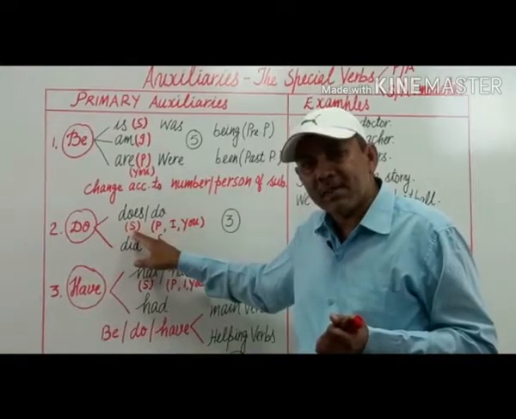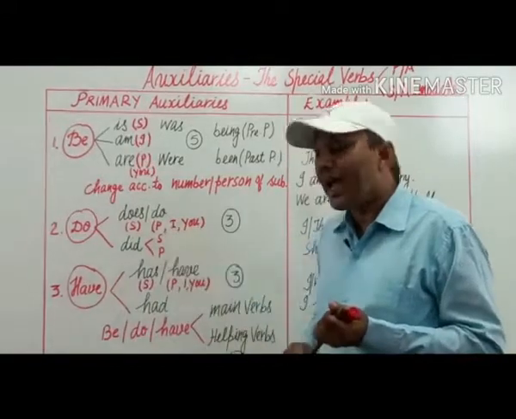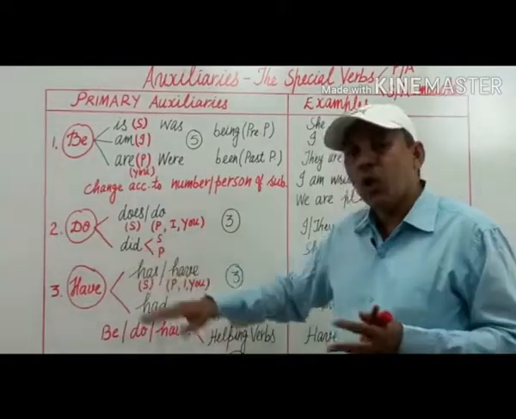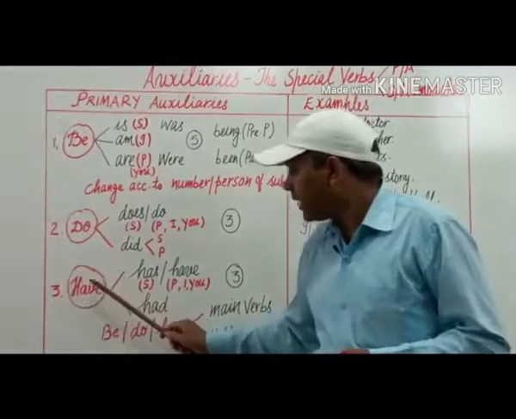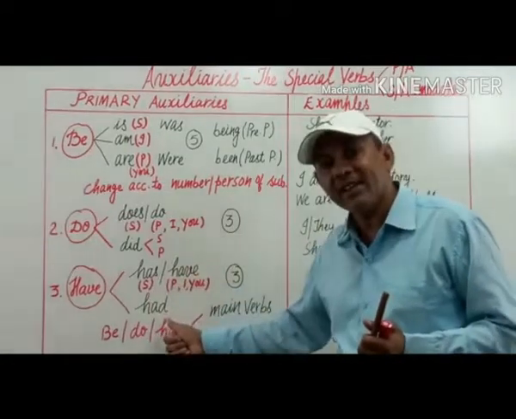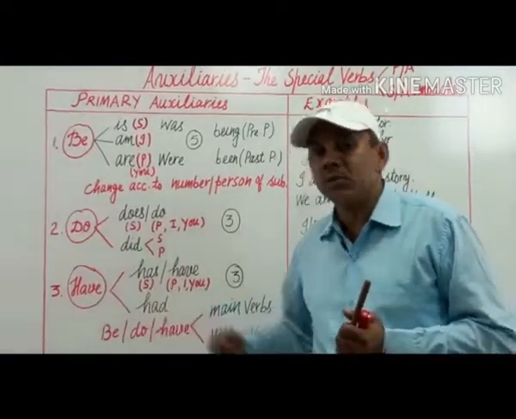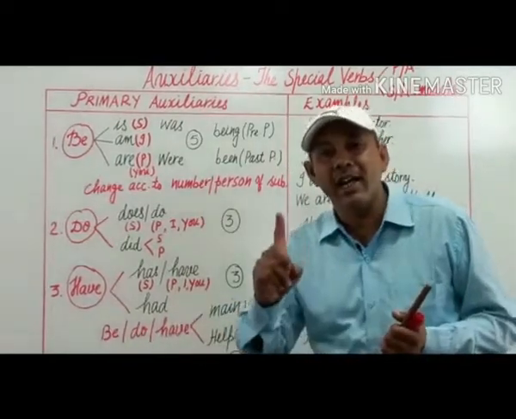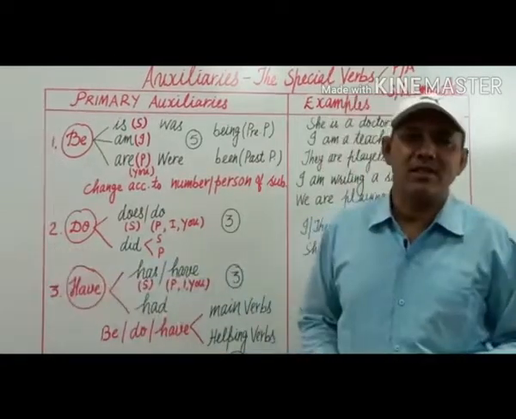Does is used with singular subjects, while do is used with all the plural subjects and I and you singular subjects. Did is used with all the singular and plural subjects. In case of have, there are three basic forms: has, have and had. Has is used with singular subjects except I and you, and have is used with plural subjects and singular I and you persons. Had is used with all singular and plurals.